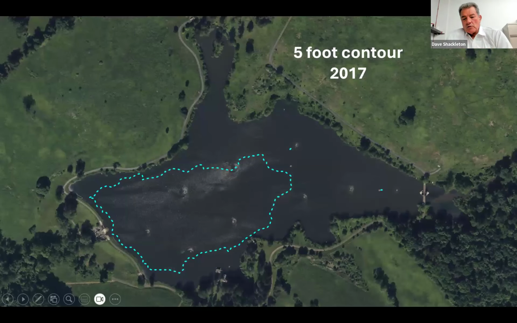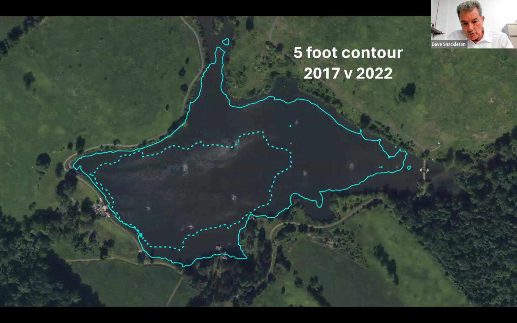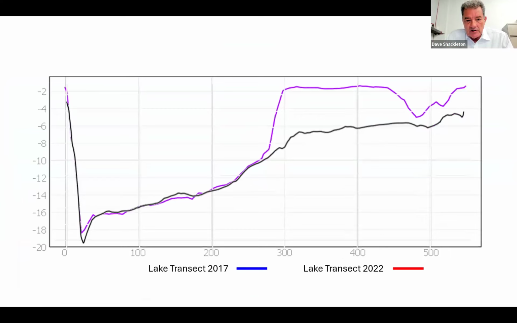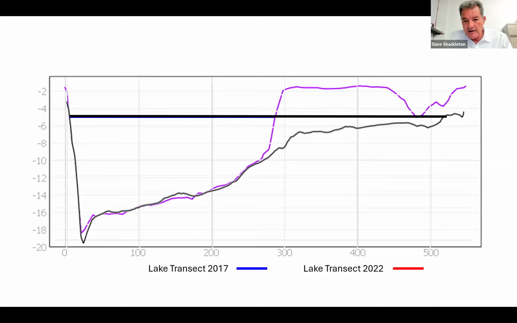So this is the sort of data we want to collect to be able to quantify it. The 5-foot contour in that lake in 2017 looked like that. So anything outside of that contour was less than 5 feet deep. In 2022, you can see how that contour has increased. And in this lake, we've actually increased the amount of water in there by over 50%. So you'll see there, that is the 5-foot contour there, and this is the 5-foot contour now. That whole additional area has been opened up.